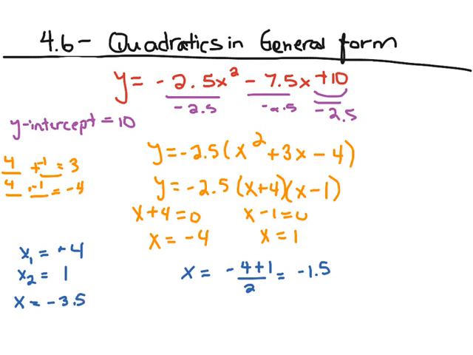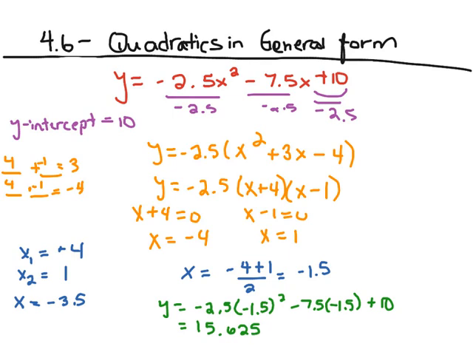To find our y value, we're going to plug it in. So y equals negative 2.5, negative 1.5 squared minus 7.5, negative 1.5 plus 10. Type it into your calculator and you get 15.625. So our vertex is negative 1.5, comma, 15.625.